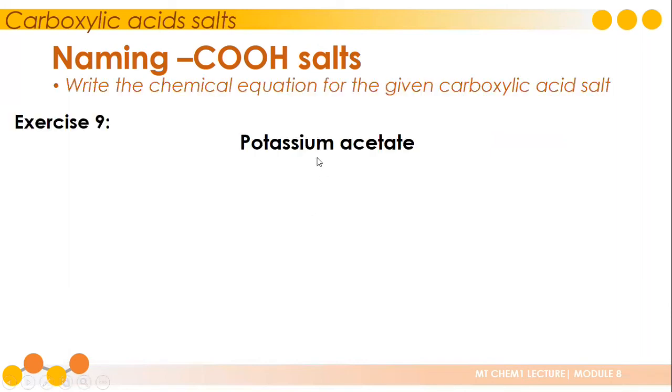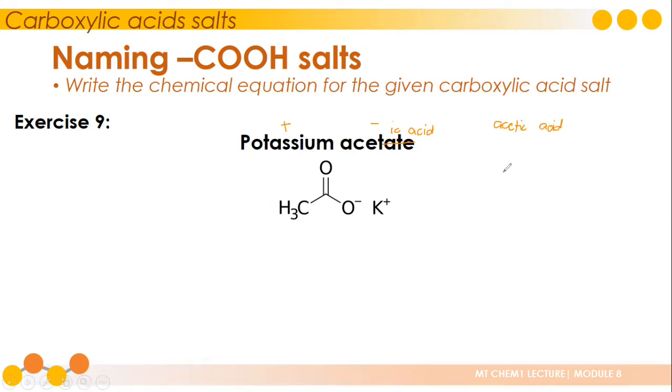For the next one, we have potassium acetate. Here is the structure for our potassium acetate. Our positive ion here is potassium, and our negative ion, or the carboxylate ion, is acetate. Again, similar to what we did a while ago, in order to figure out which acid is used, simply change back the suffix -ate to -ic acid. So this is now acetic acid.